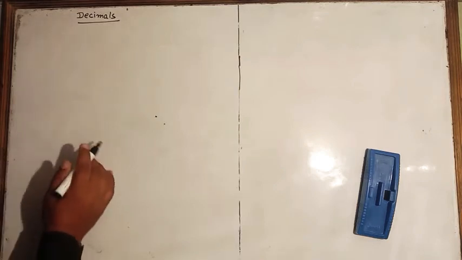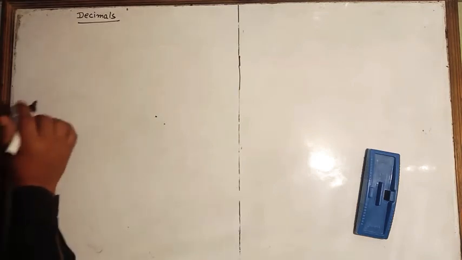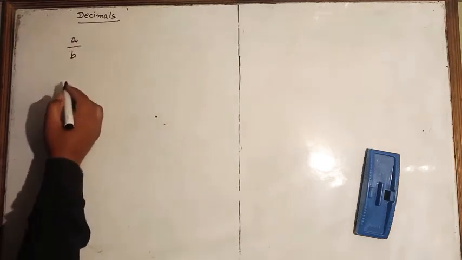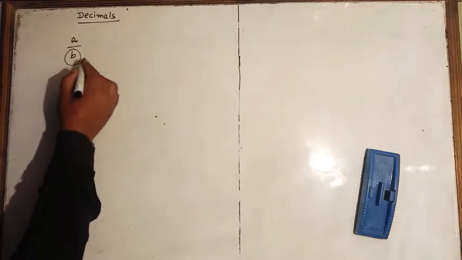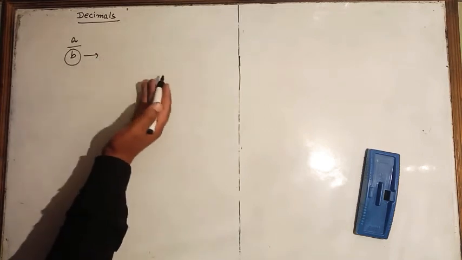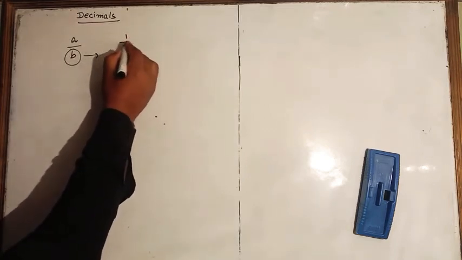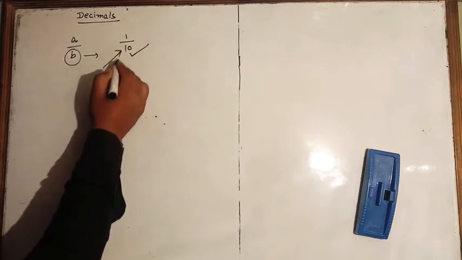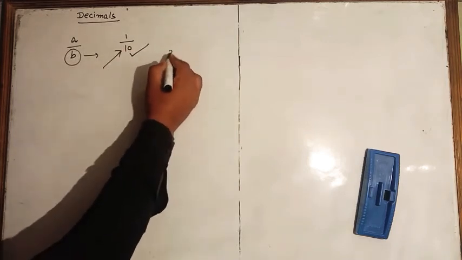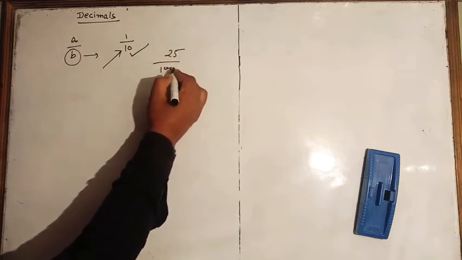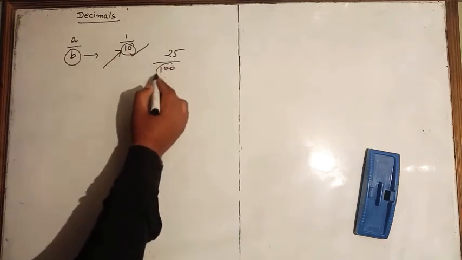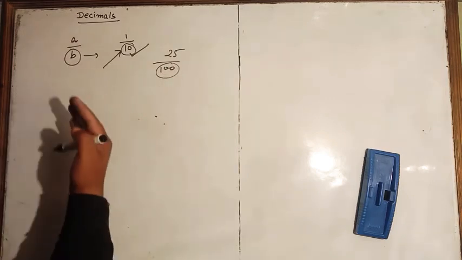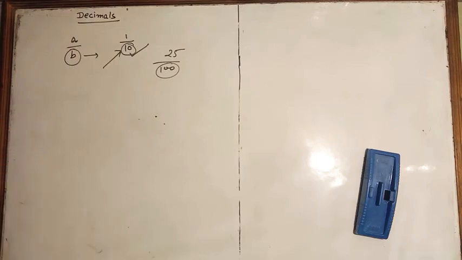So what are decimals? Decimals are also fractions, like a upon b is a fraction. So decimals are also a fraction having a denominator that is a multiple of 10. Means if I have written here 1 by 10, it will be a decimal. Why? Because the denominator is a multiple of 10. Or like this, 25 upon 100, it will again be a decimal. Means in decimals the denominator will be a multiple of 10. So it can be 10 or 100,000, like this.